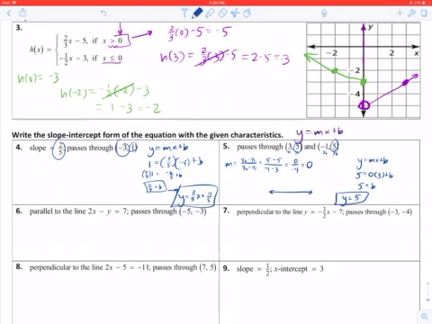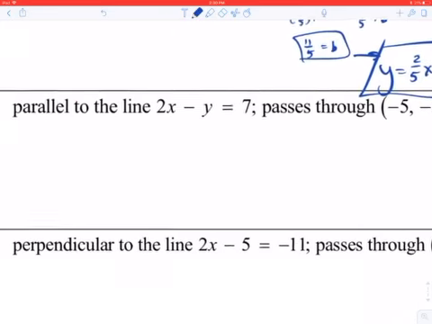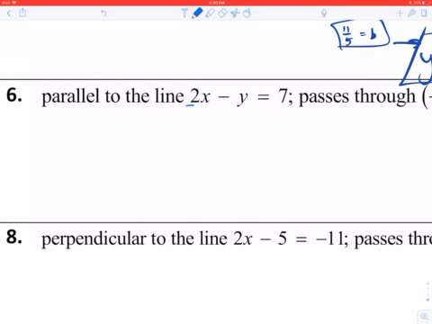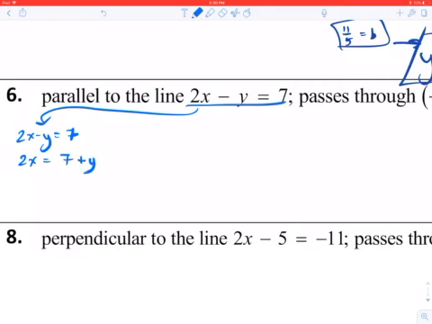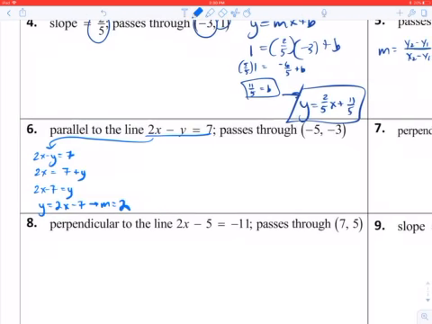Number 7, a line parallel to the line 2x minus y equals 7, and it passes through negative 5 comma negative 3. Remember, parallel means same slope. So I want to rewrite this equation so I can figure out the slope a little easier. Let me add y to both sides, and then subtract 7 from both sides. Then I'm going to flip the order of this so I have the y on the left. My slope is equal to 2.